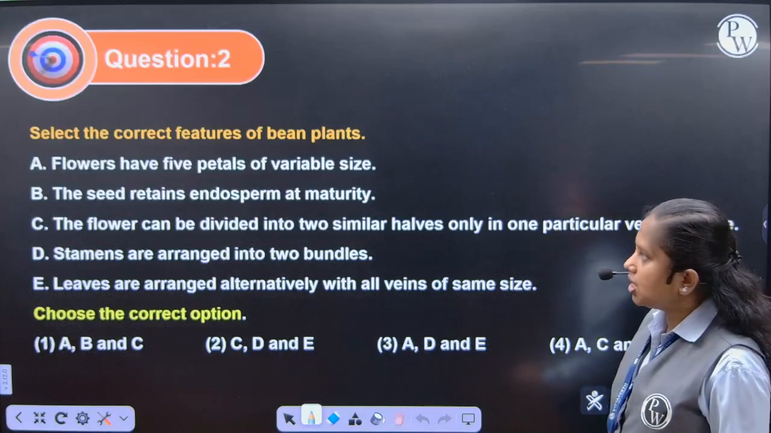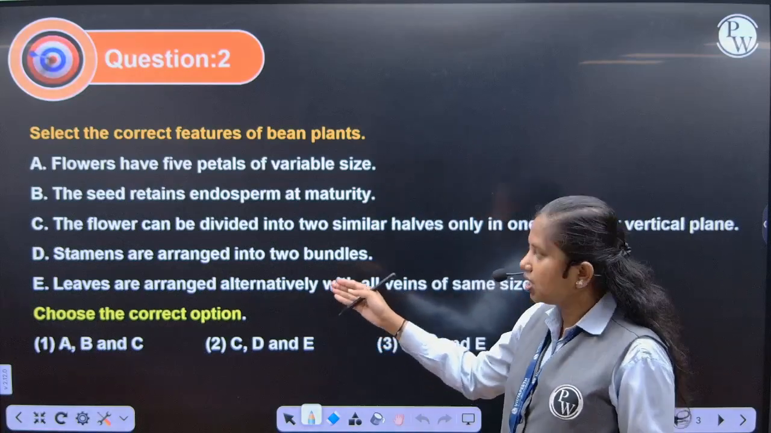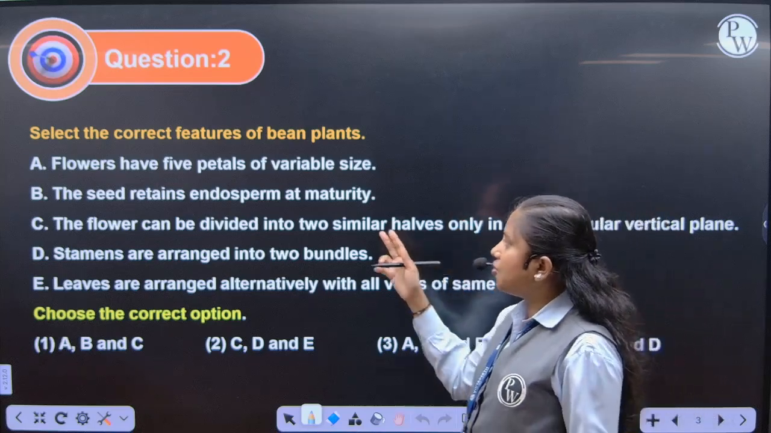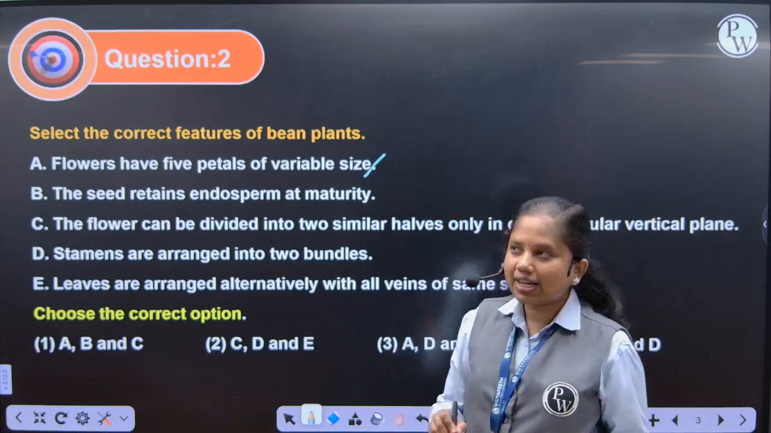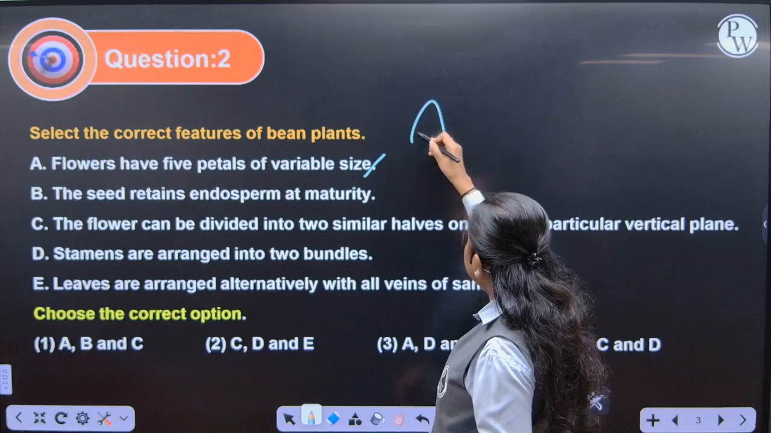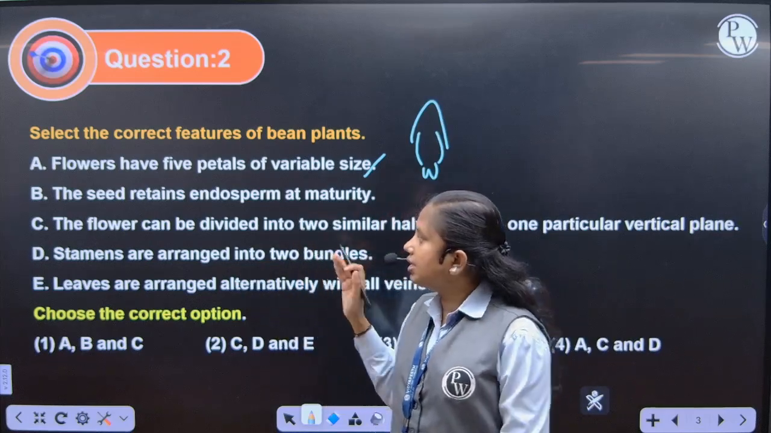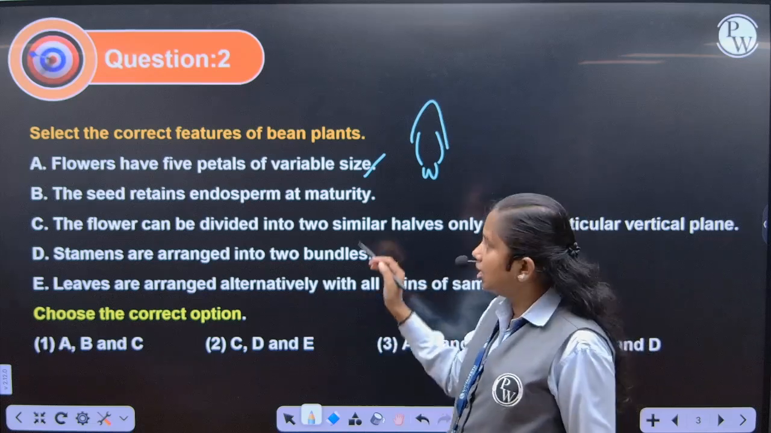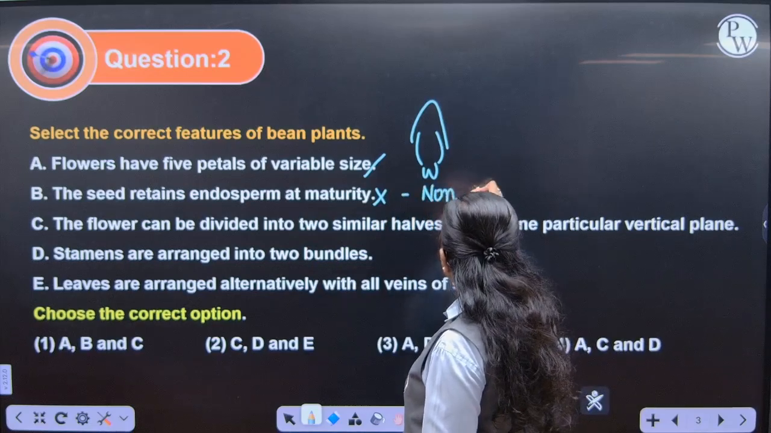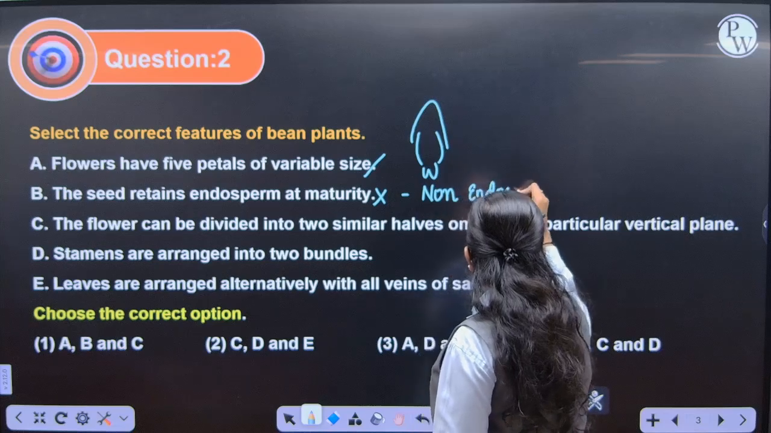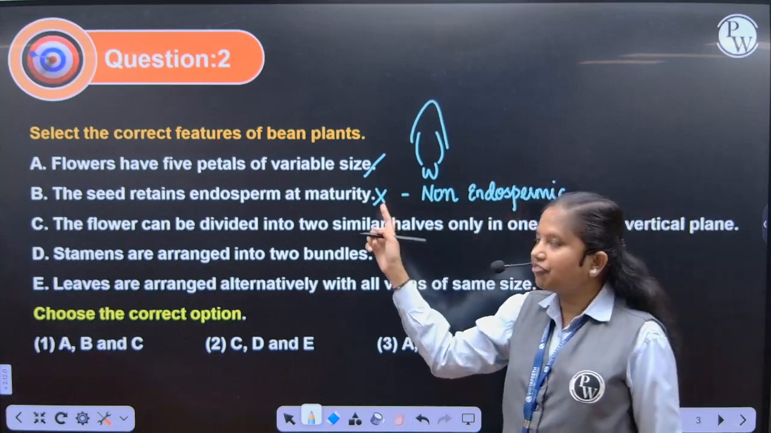Then question number 2. Here question number 2 says select the correct features of bean plants. So they have given a list of characteristic features here. We have to select which is the correct one. Flowers have 5 petals of variable size. Yes, it is true. Beans show vexillary type of estivation where you have a standard petal, 2 lateral petals and a keel petal. So the first feature is correct. Second, the seed contains endosperm at maturity, which is incorrect because bean plants are non-endospermic in nature. The endosperm is completely utilized by the developing embryo. So it is non-endospermic. So the second feature is incorrect.